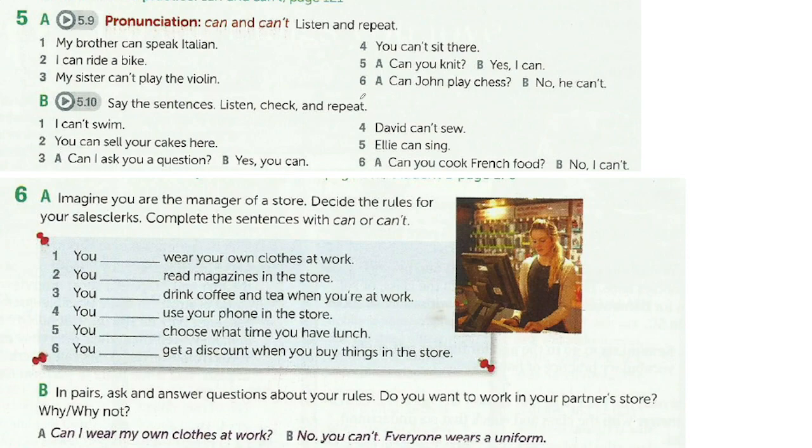So say the sentences, listen, check, and repeat. We are going to continue with pronunciation on this activity. I can't swim. You can sell your cakes here. Can I ask you a question? Sorry. Yes, I can. Or yes, you can. David can sew. Ellie can sing. Can you cook French food? No, I can't. Okay?